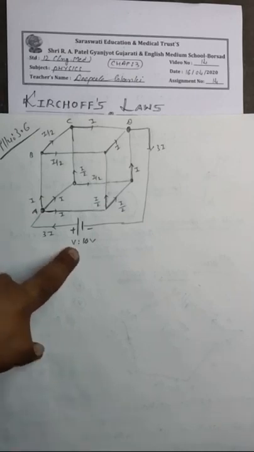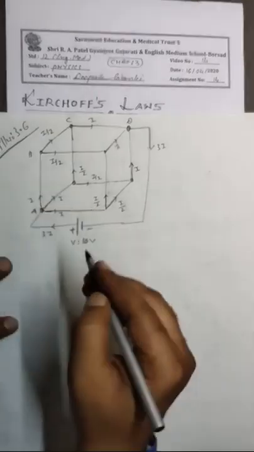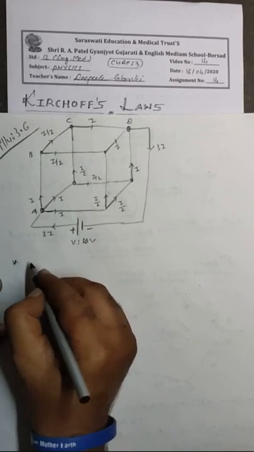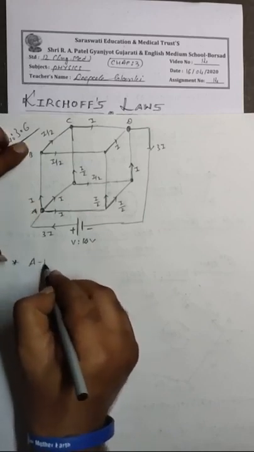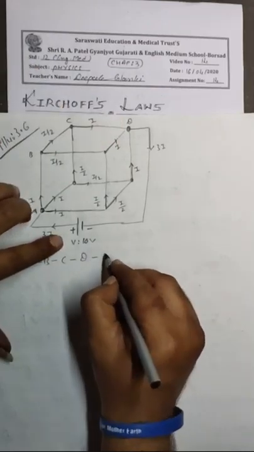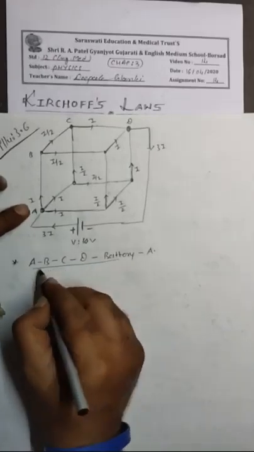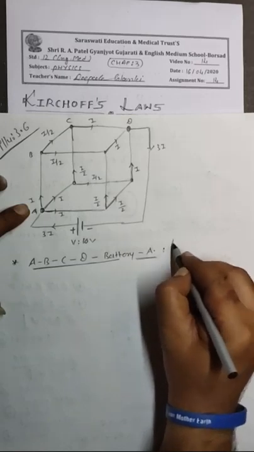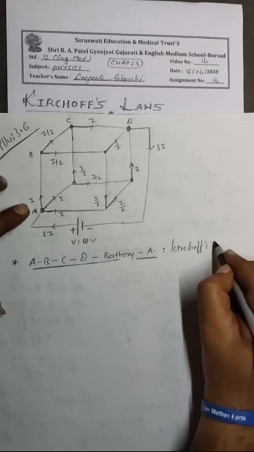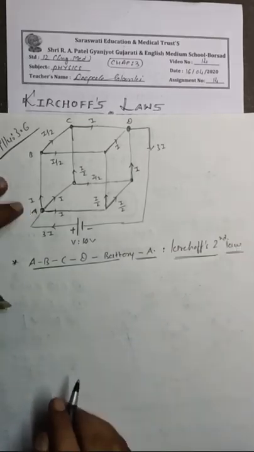Let us see. You have to apply Kirchhoff's second law. Think of the loop. So we are going to apply Kirchhoff's second law for the loop A, B, BC, CD, D, and battery, and again A. So this is a complete loop, and you have to apply Kirchhoff's second law. Okay, forget about all this.